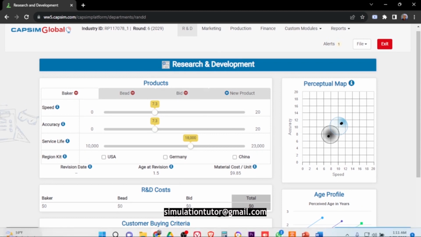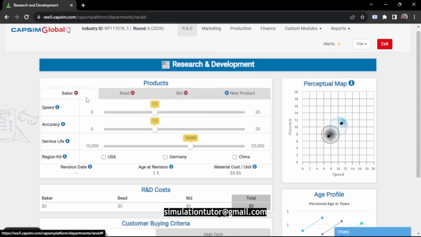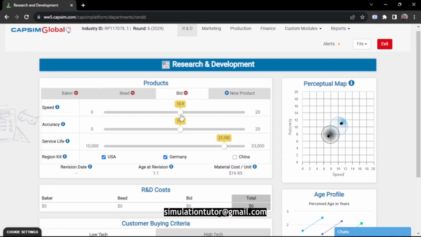Before we go to marketing, with our Becker product, my speed I'll leave at 7.3, my accuracy at 7.3. Service life also I'll leave at 18,000. Then Bid, my speed I leave at 11. Both speed and accuracy will be at 11. Service life will be at 21,000, and for the other Bid, my speed and accuracy will be 10.9. My service life will be 21,100. So let's go on to marketing.